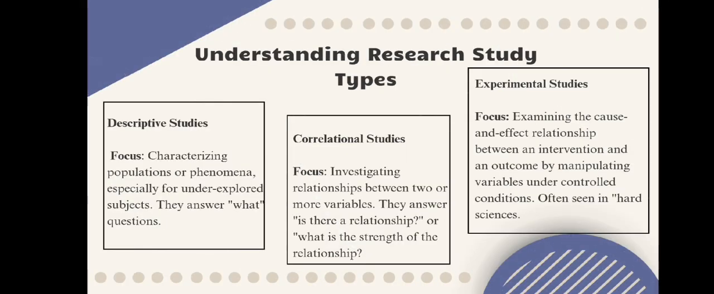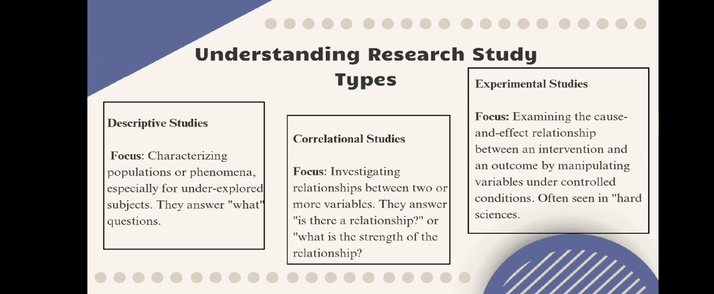So this report explains the three main types of research studies based on their primary focus and the kind of questions they answer. So the first one is descriptive studies. It aims to characterize populations or phenomena, often focusing on subjects that haven't been studied much, and is designed to answer what. The second one is correlational studies.